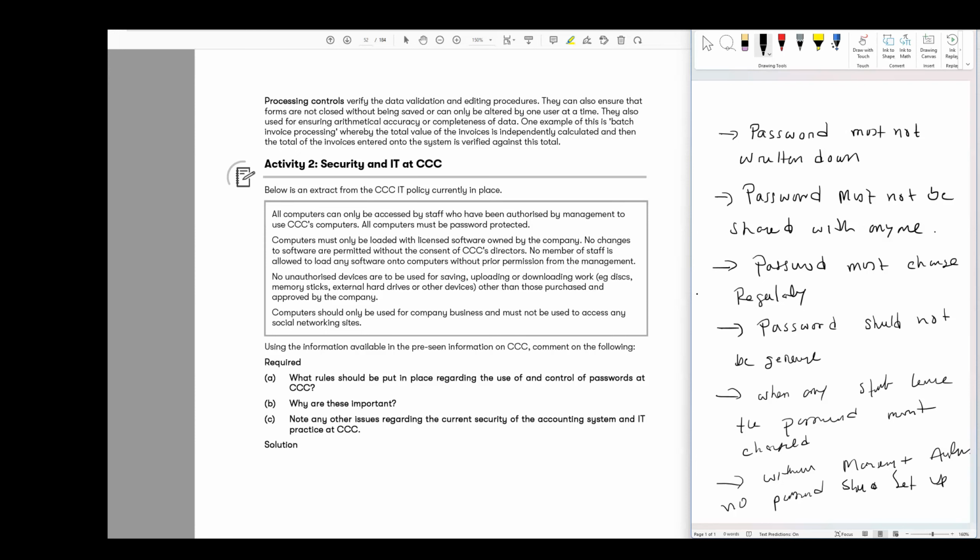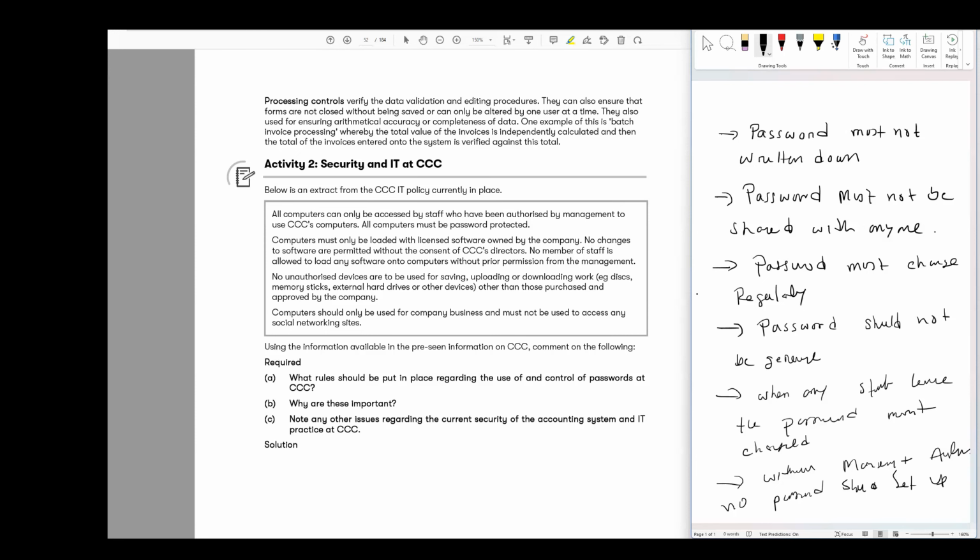The next one is why it is important. The reason it is important is because the rules and the controls protect the integrity of the system, and of course the system of control will work if we follow it. Otherwise, if someone uses a generic password, then what will happen?